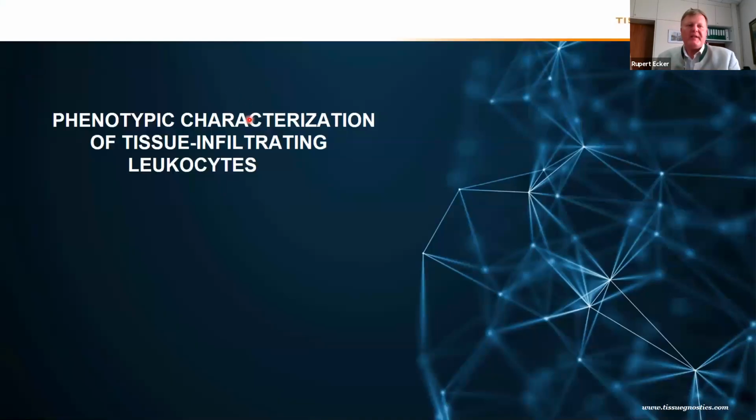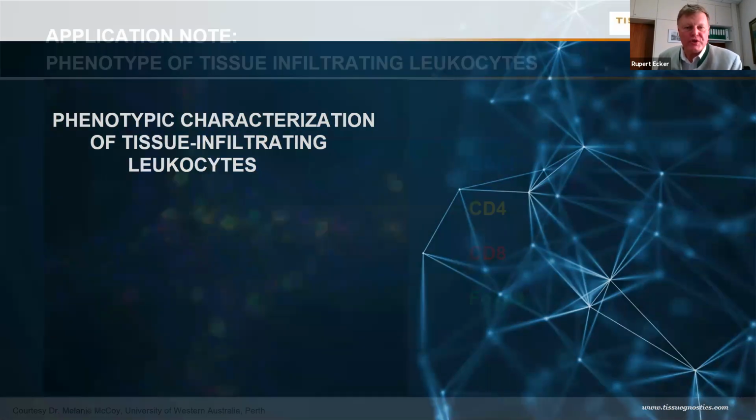There are many applications of tissue cytometry, but maybe one of the most important ones is the ability to determine the immune status in situ. With flow cytometry, we can determine the immune status systemically by measuring how many immune cells are circulating in blood. Here we can do this for a specific organ, for a specific tissue. It's also referred to as the phenotypic characterization of tissue infiltrating leukocytes.